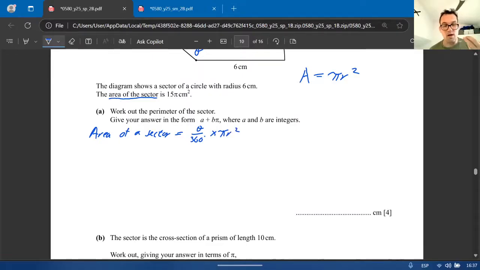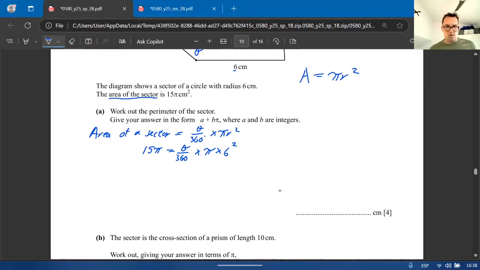Now what information do we have in that formula? We've got the actual area, which is 15 pi. We don't have the angle. We know about pi, and we do have the radius, there it is, 6 squared. So what can we do here?